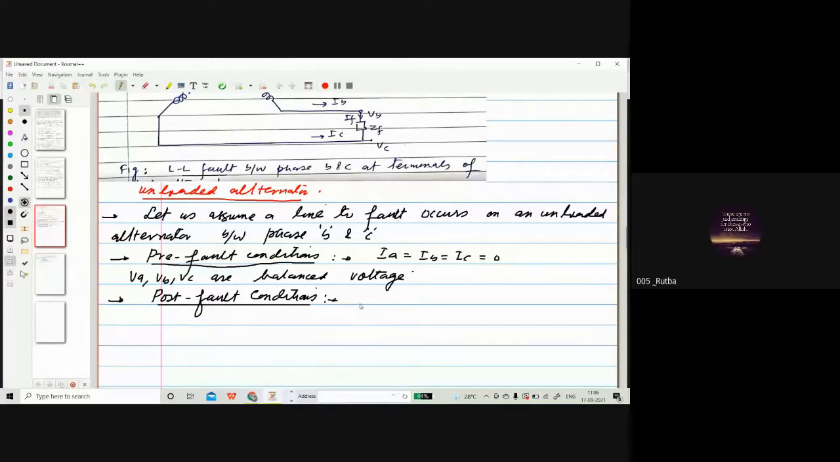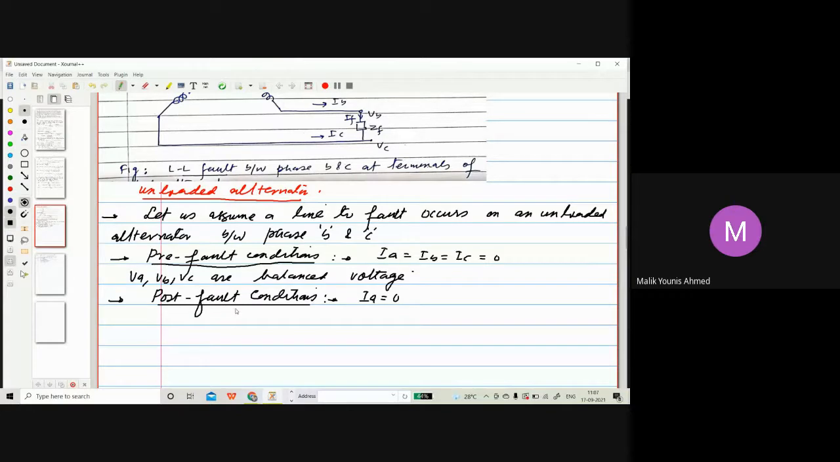Rutba. Yes, sir. Okay, what are the post-fault conditions now? Have a look at this portion and tell me what are the post-fault conditions. IA, obviously, there is nothing happening in phase A, so that will be 0. What will be the other post-fault conditions? Fast, we don't have that much time.